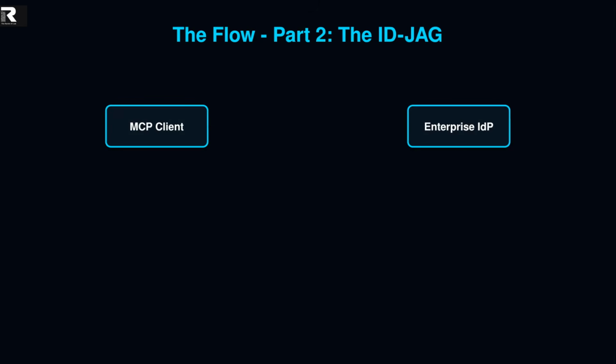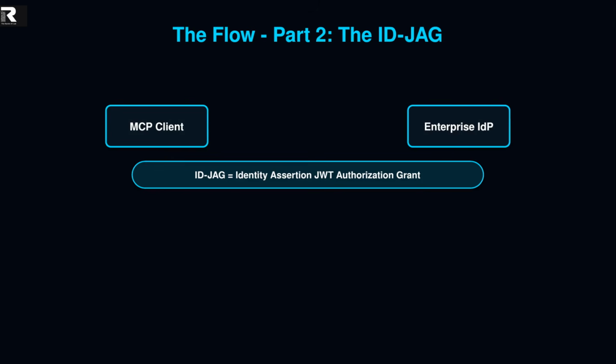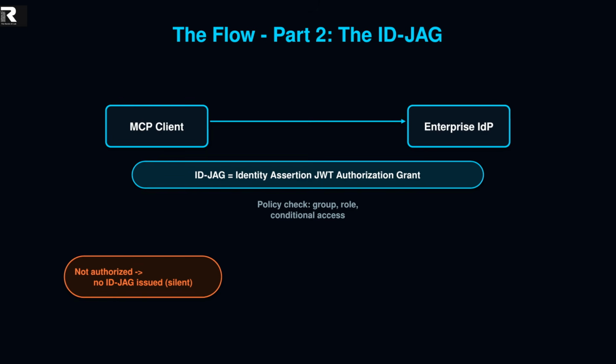Now the interesting part. The client takes that ID token back to the IDP and asks for something new, an ID-JAG, an Identity Assertion JWT authorization grant. The IDP evaluates policy right here. Is this user allowed to access this specific MCP server? Group membership, role, conditional access rules, all checked before a single token is issued. If they're not authorized, they simply never receive a valid ID-JAG. No error dialog on the server side, no leaked information. The door just isn't there.